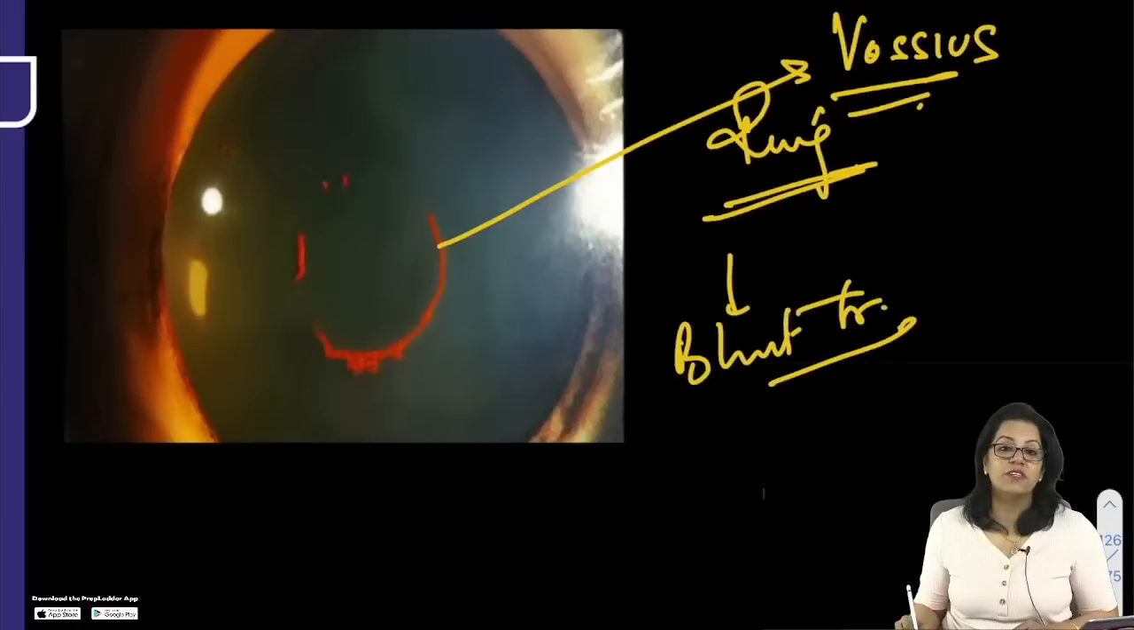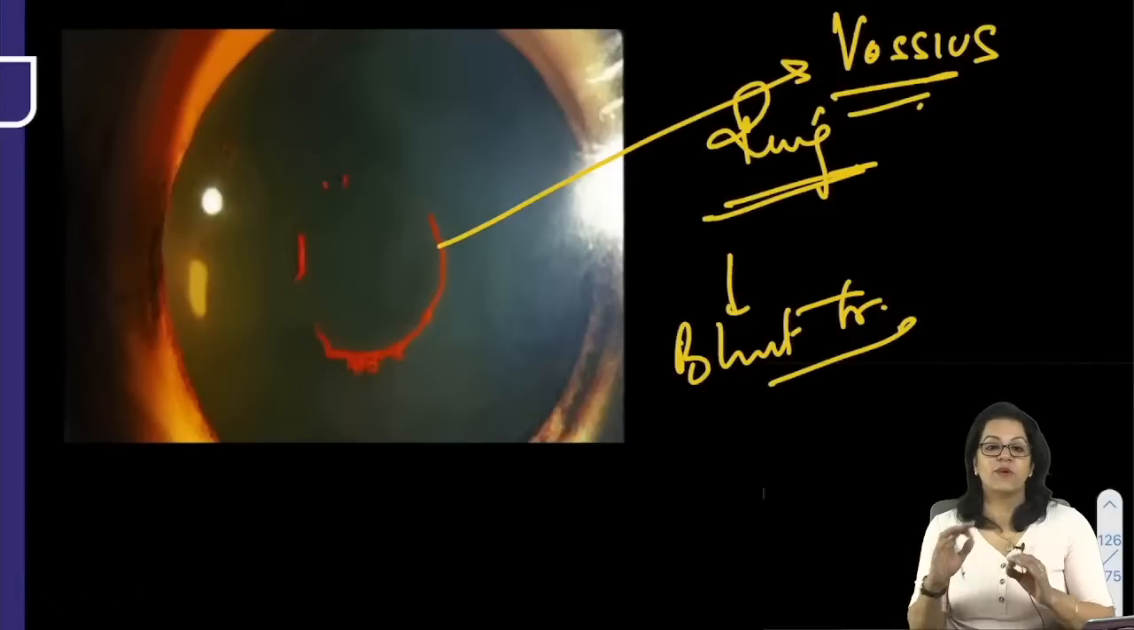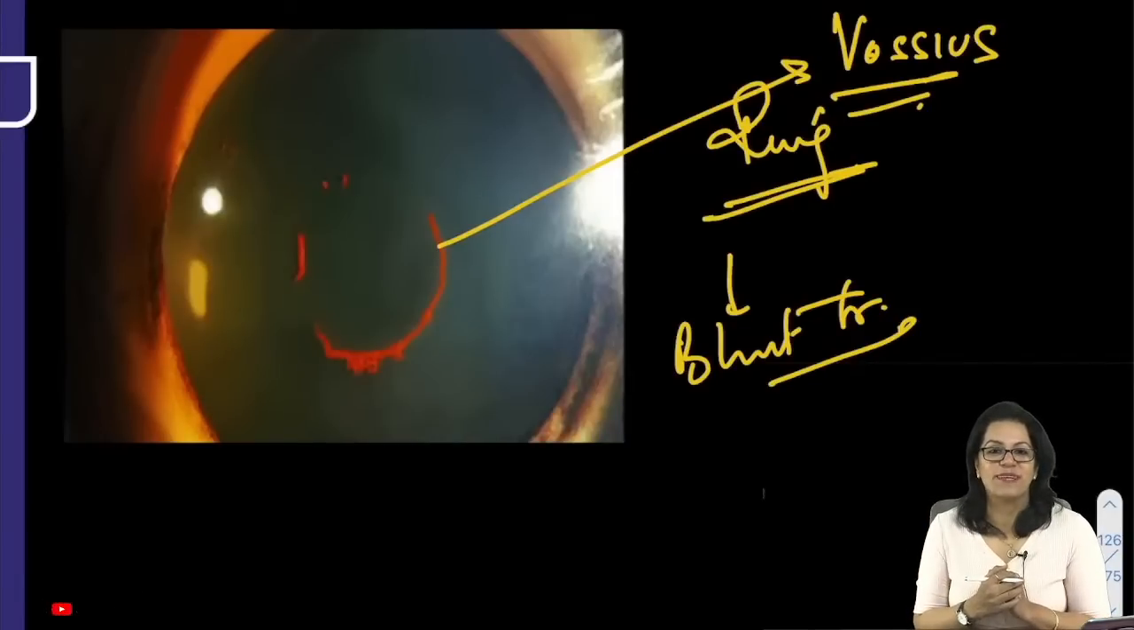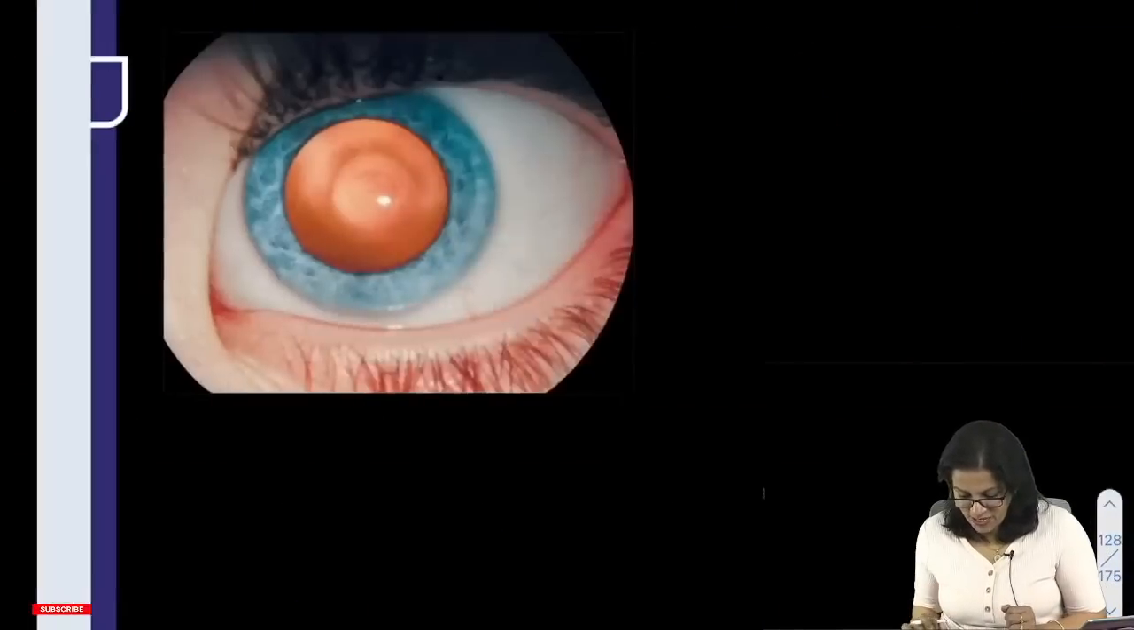Can you tell me another feature? We talked about rosette shaped cataract, Vossius ring, Berlin's edema, which is also called commotio retinae, edema at the macula. That is also a feature of blunt trauma. Okay, we then talk about the next.